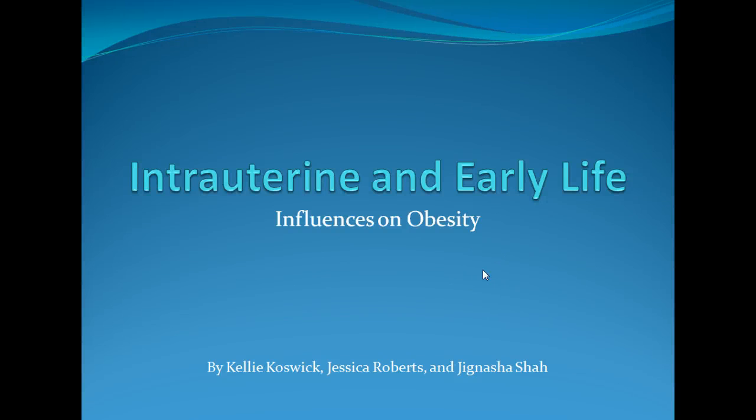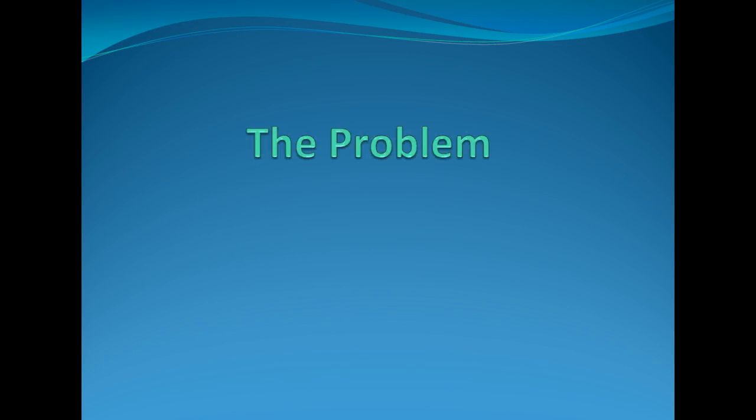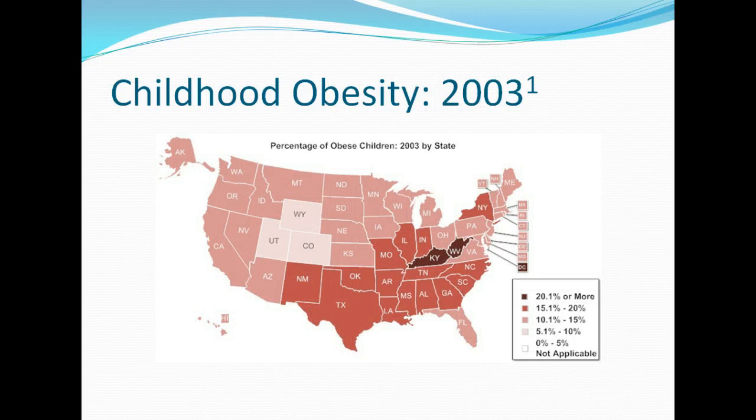Our team was asked to look at intrauterine and early life influences on obesity. So why are we looking at this, and why is there a problem? To help you introduce the problem, we want to look at childhood obesity rates across the United States. This is the earliest that generally there are maps showing the obesity, so that's why we chose this population compared to our early life development stage that we were asked to look at.